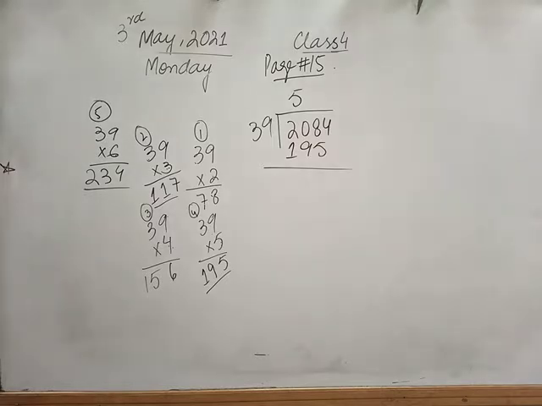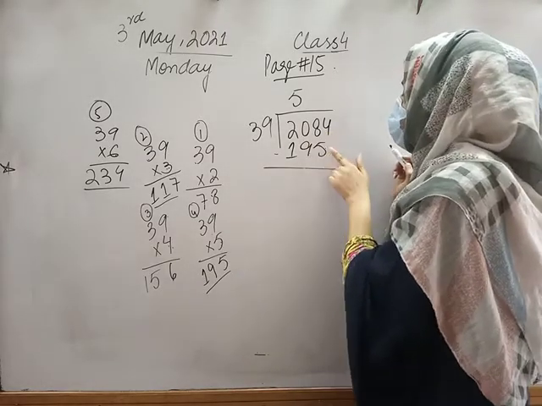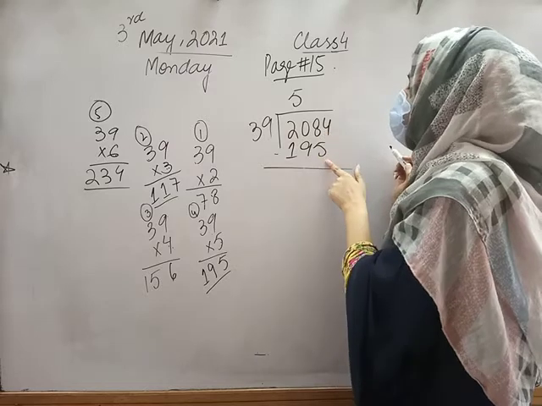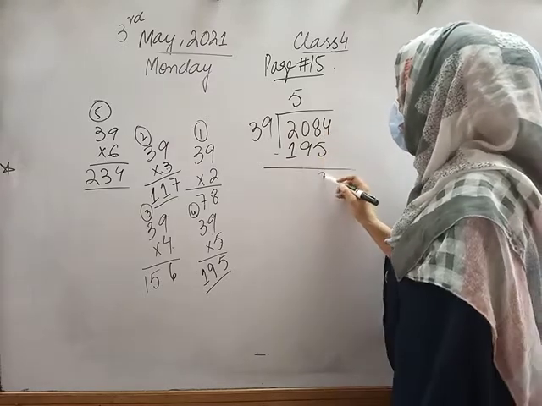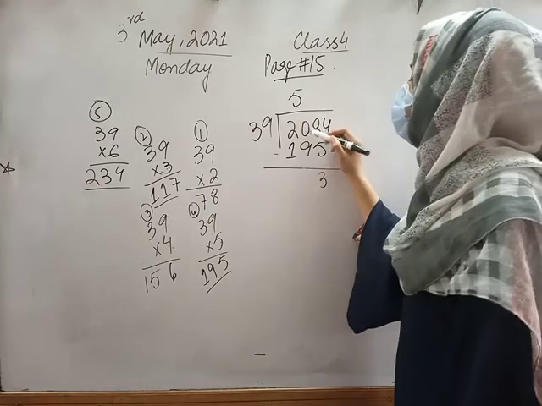Very good. Now who will tell me what is the next step of this question? Very good. We will subtract. What is our next step? We subtract in division, isn't it, class? Now I will start from this side. So I have 8 minus 5, which is 3. Okay? Now the next number, 0 minus 9.